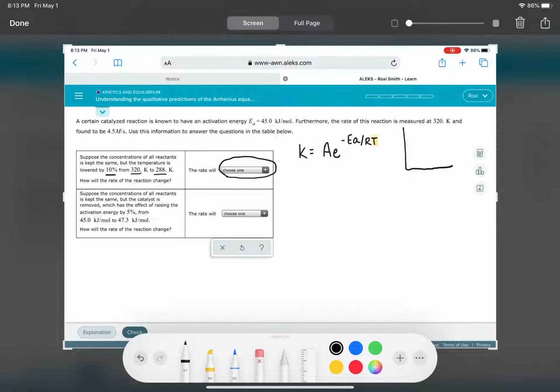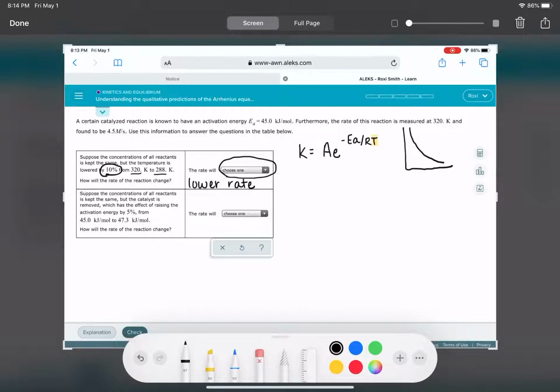But because this is an exponential equation, the relationship between these variables is also exponential, not linear. So first of all, when we lower the temperature of a reaction, it's definitely going to have the effect of lowering the rate. And because this is not a linear relationship, it's not going to lower the rate by the same 10%. It's going to have a much more significant factor than just 10%. So it's going to be lowering the rate, and it's going to be lowering the rate by a lot.